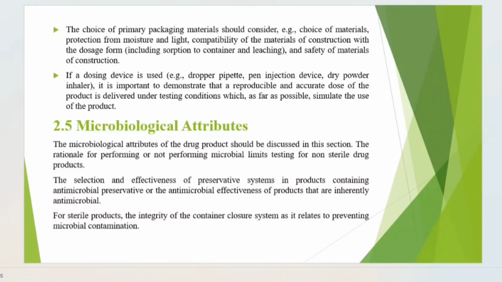And safety of materials of construction. So this also should be taken into care. Example, dropper pipette, pain injection device, dry powder inhaler. It is important to demonstrate that a reproducible, accurate dose of product is delivered under testing conditions, which, as far as possible, simulate the use of the product.